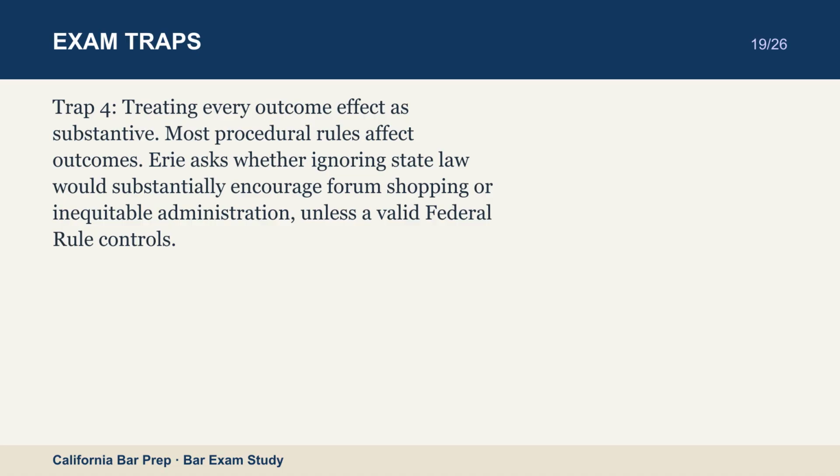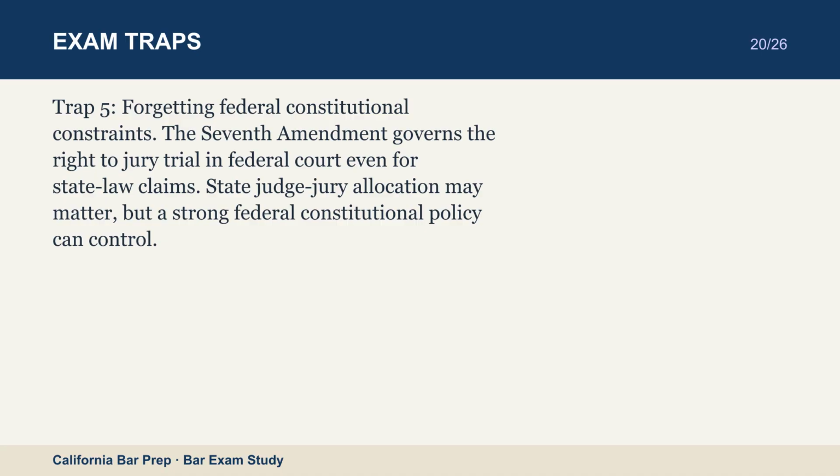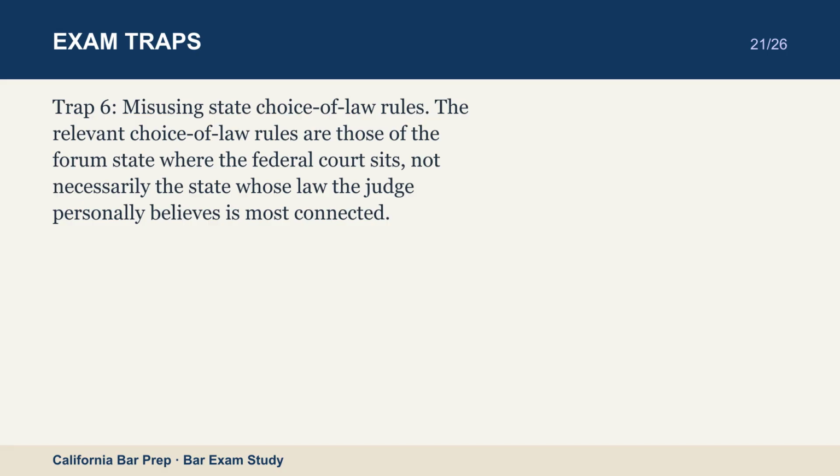Trap 5: Forgetting federal constitutional constraints. The 7th Amendment governs the right to jury trial in federal court even for state law claims. State judge-jury allocation may matter, but a strong federal constitutional policy can control. Trap 6: Misusing state choice of law rules. The relevant choice of law rules are those of the forum state where the federal court sits, not necessarily the state whose law the judge personally believes is most connected.